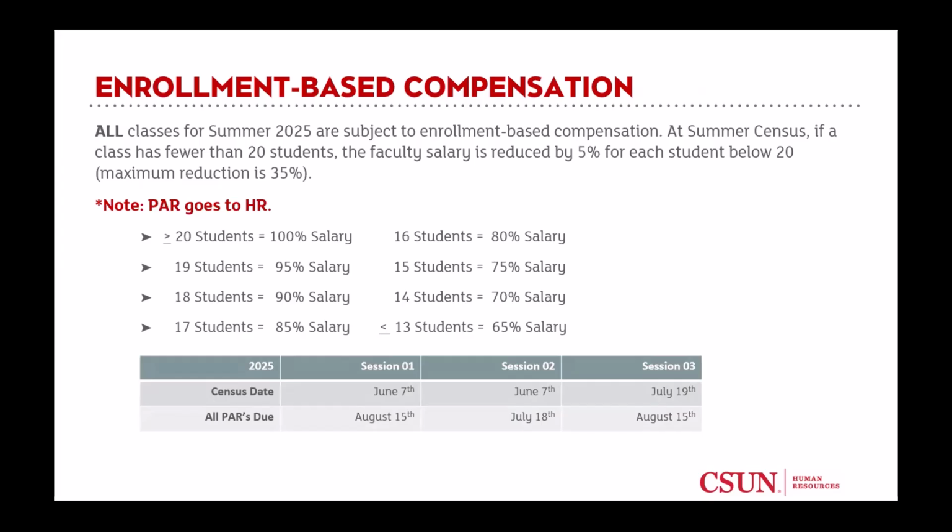Okay, so all classes for summer are subject to enrollment-based compensation. So what that means is that if a class has 20 students or more, right, the faculty member is going to get 100% of their salary. For each student that's less than 20 students, it's going to decrease by 5%. So their salary is going to lower by 5%. And as you can see from these examples, the lowest is going to be 13 students. That's going to be the minimum. So they could essentially get paid just 65% of their salary. And again, I think this is all earmarked for census date.